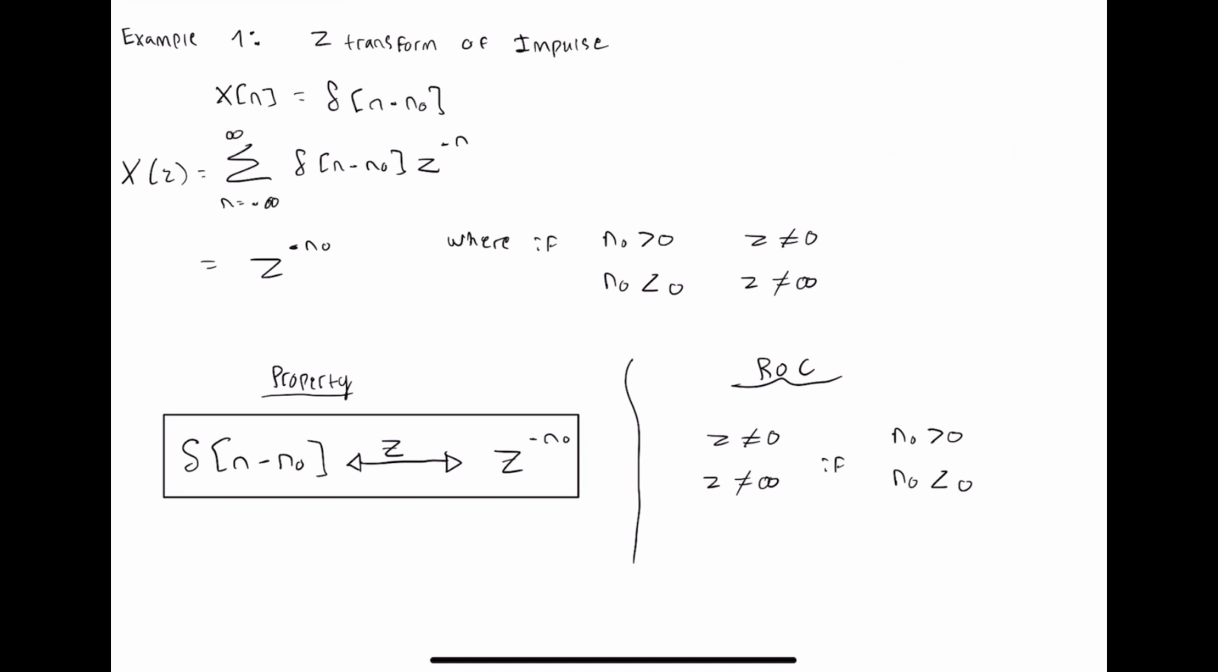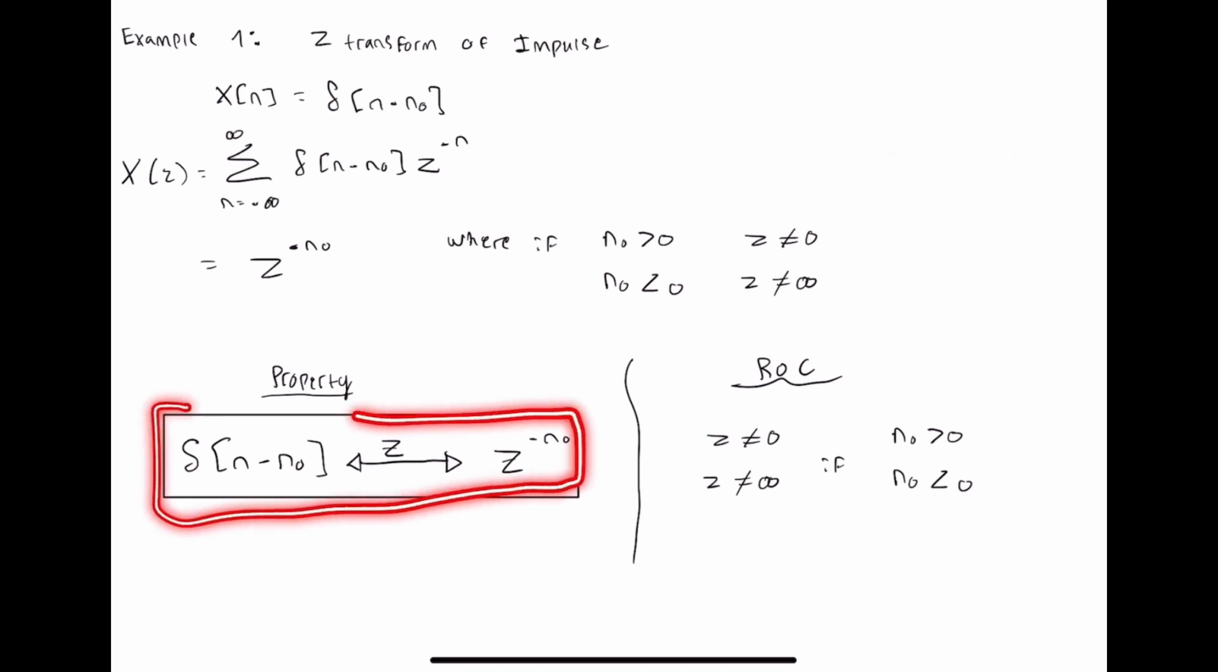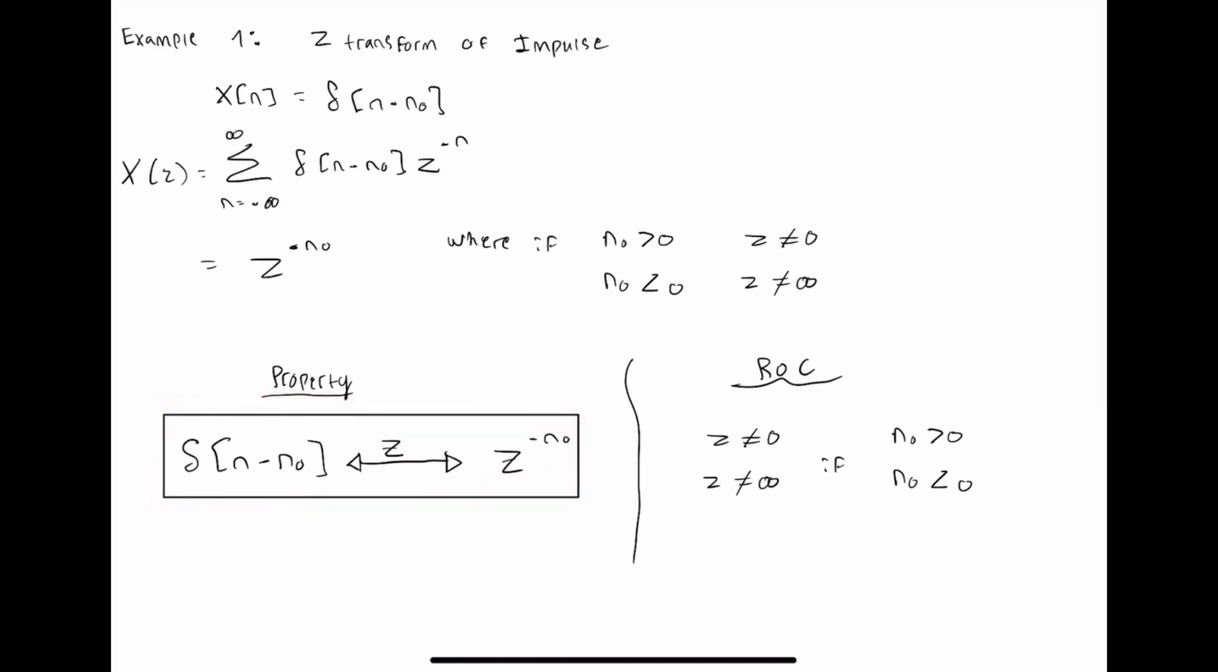So then we can define our property for the z transform of an impulse as z to the negative n naught, where our region of convergence exists for every value of z when n naught is positive, except for z equals 0, and it exists for every value of z when n naught is negative, except for when z equals infinity.